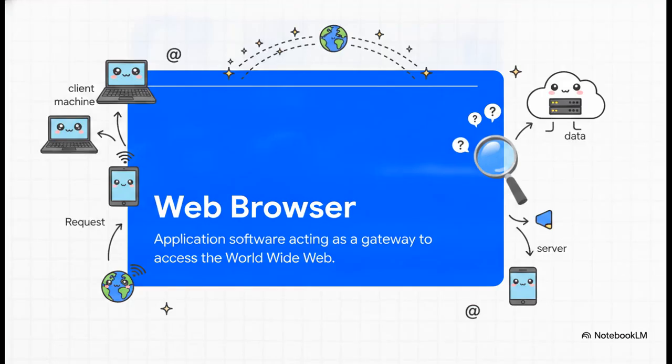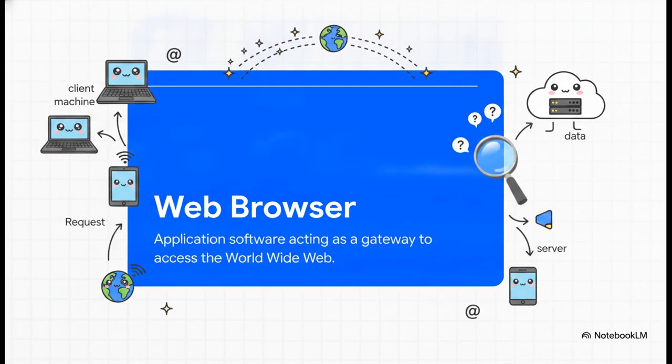So think of the World Wide Web as a giant sprawling universe. You can't just step into it out of thin air, right? You need a specific door. And that door is your web browser. A web browser is an actual piece of application software. It's a physical program that you install, and it resides right there on your client machine, your laptop, your phone, your tablet.